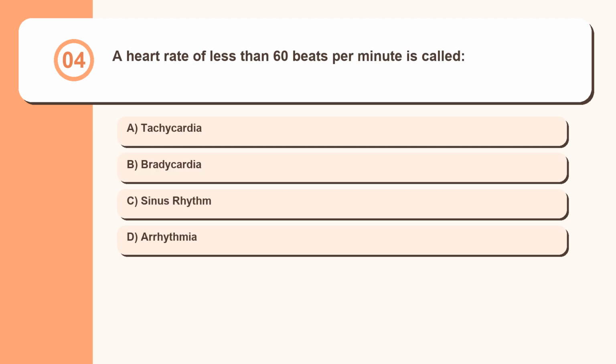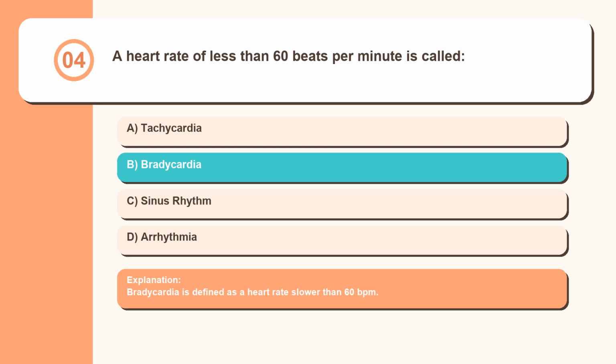Question 4. A heart rate of less than 60 beats per minute is called tachycardia, bradycardia, sinus rhythm, arrhythmia. Bradycardia is defined as a heart rate slower than 60 bpm.